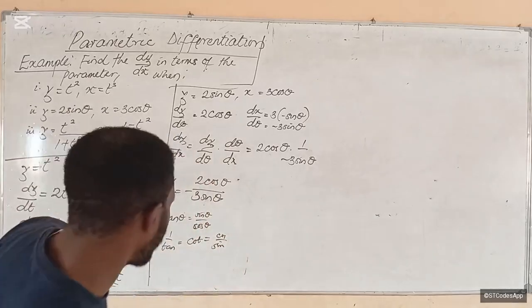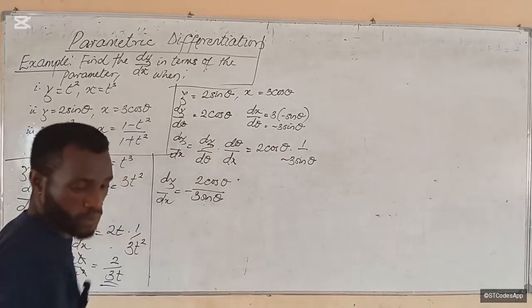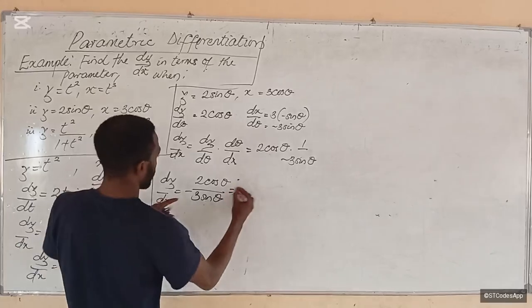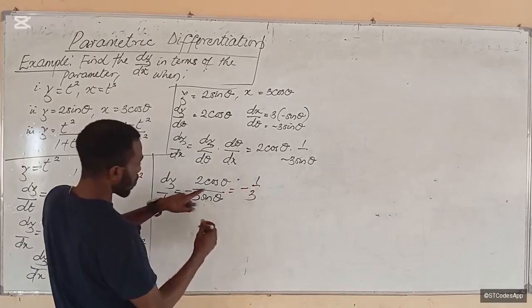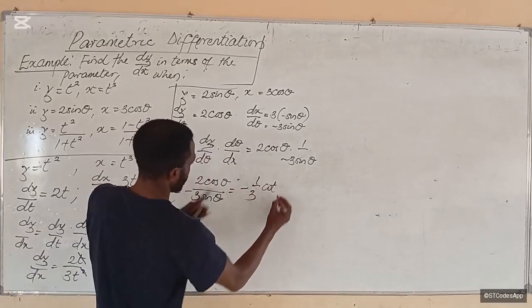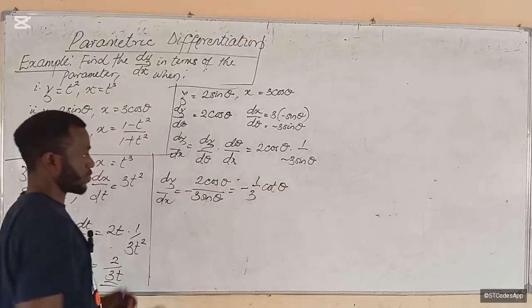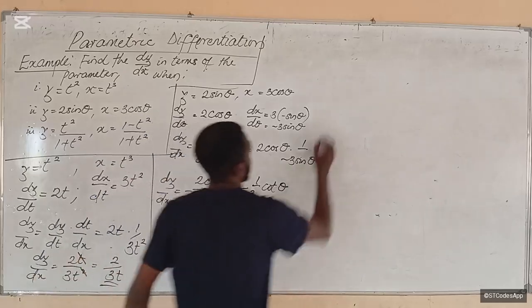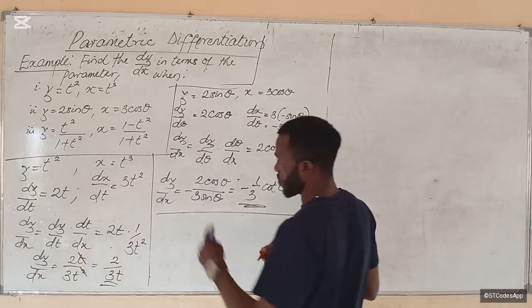So therefore we can say that our dy/dx becomes minus 1 over 3 cot theta. There's no power there. So cot theta. So this is going to be our answer. So let's solve number 3.